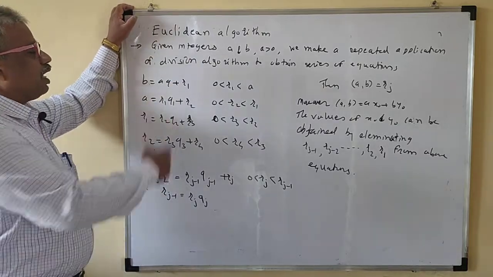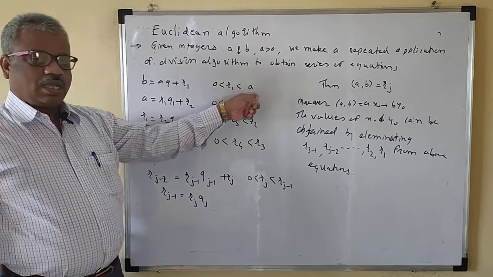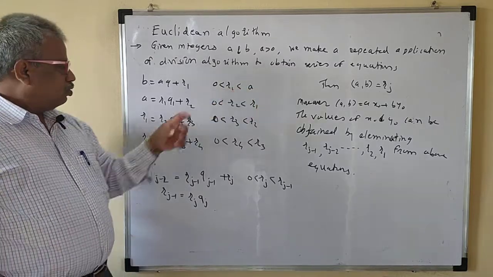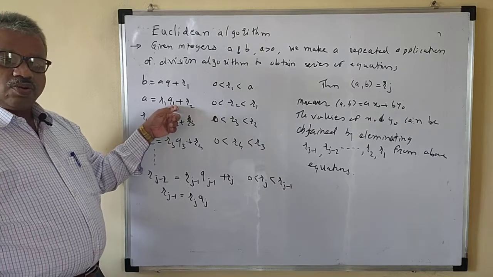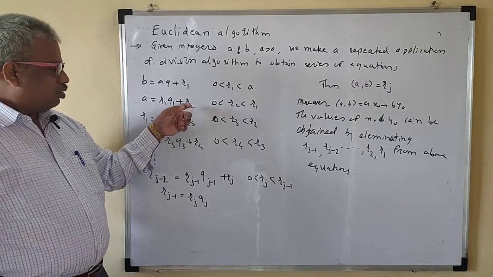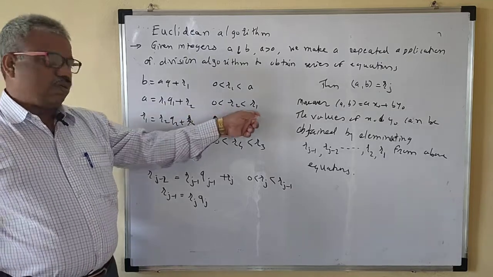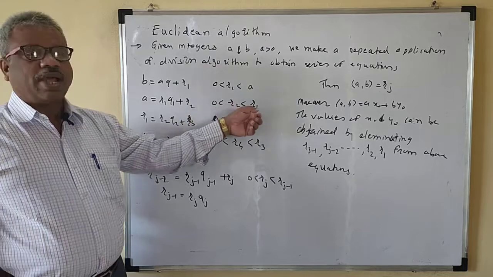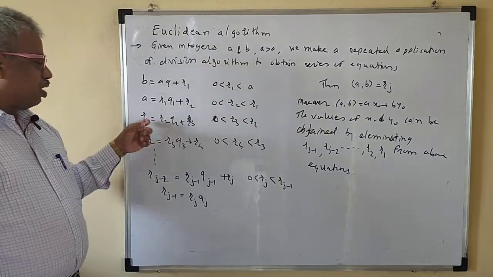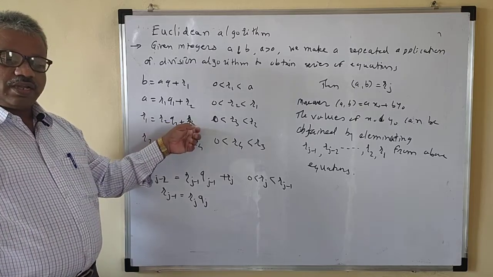In the next part, we apply the division algorithm for R1 and A. So A is equal to R1Q1 plus R2, where Q1 is the quotient and R2 is the remainder, right? This R2 is less than R1 because you are dividing by R1. Now we apply the division algorithm for R2 and R1. R1 is greater, so you are dividing R1 by R2, then this will be the quotient and this will be the remainder, right?